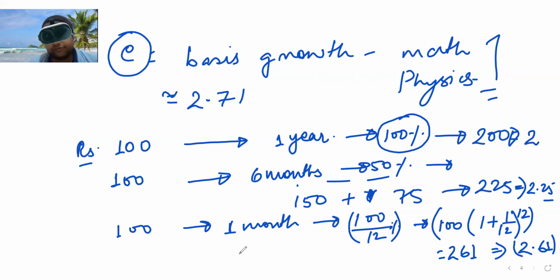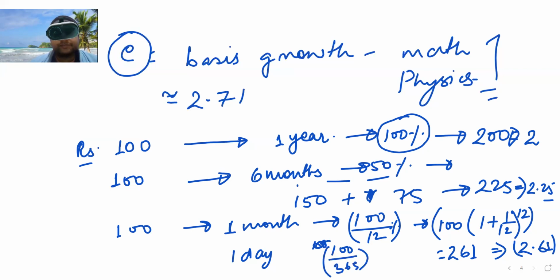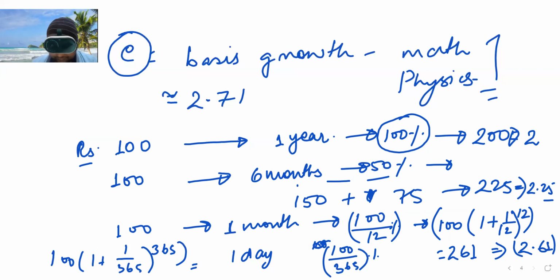Similarly, imagine if we were to do it every single day. So the rate of increase will be 100 by 365, correct? Every day we are adding this percentage to the amount, and then we are increasing it till 1 year. So when we do this maths, let me see what is the value we get. I'm again going to use my calculator.